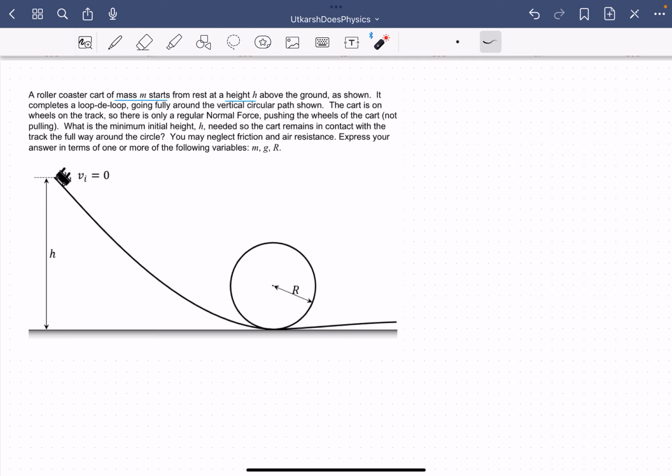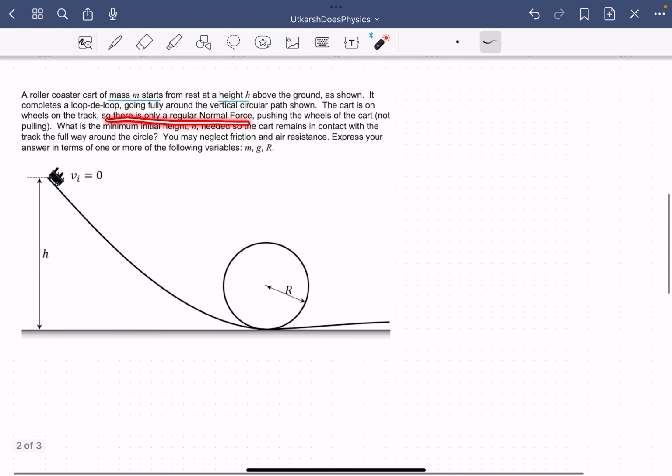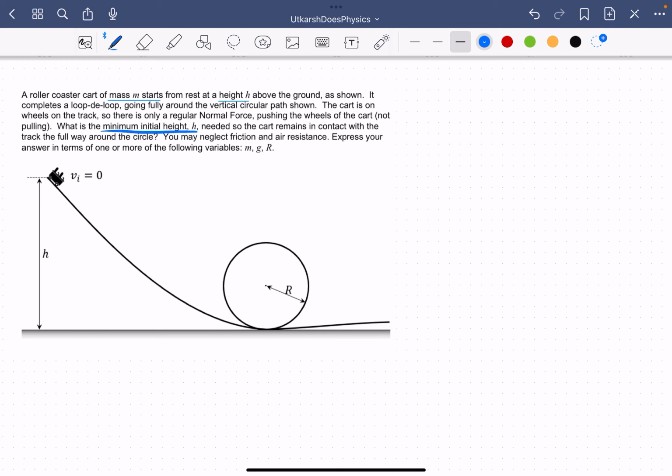There's only regular normal force. And what they are asking is what is the minimum initial height, h, that you need so that the cart remains in contact with the track the whole way around the circle. So we can ignore friction and we can ignore air resistance.